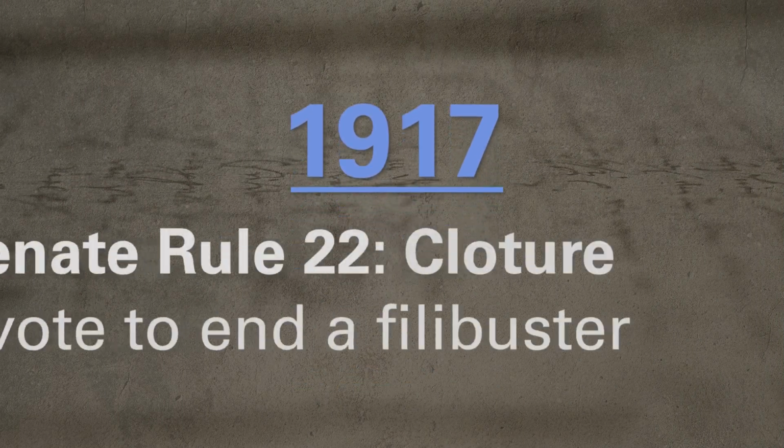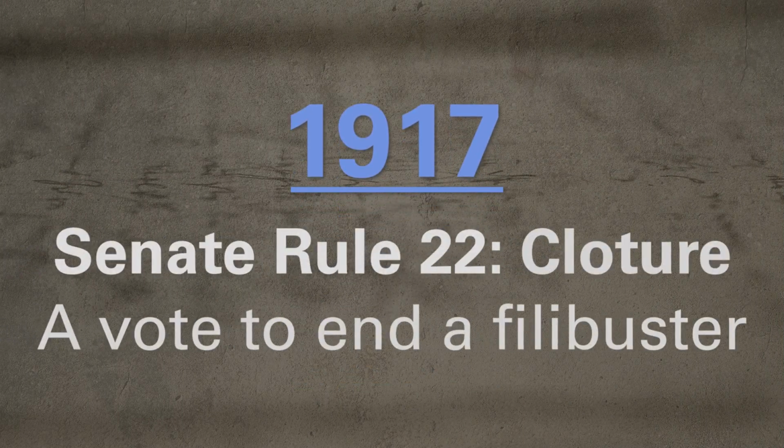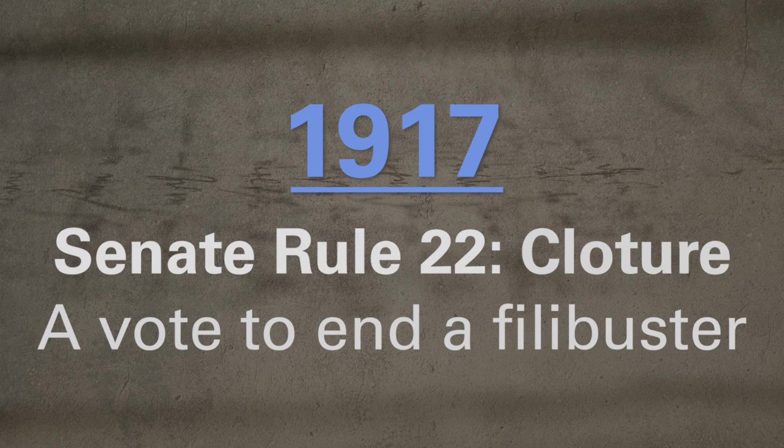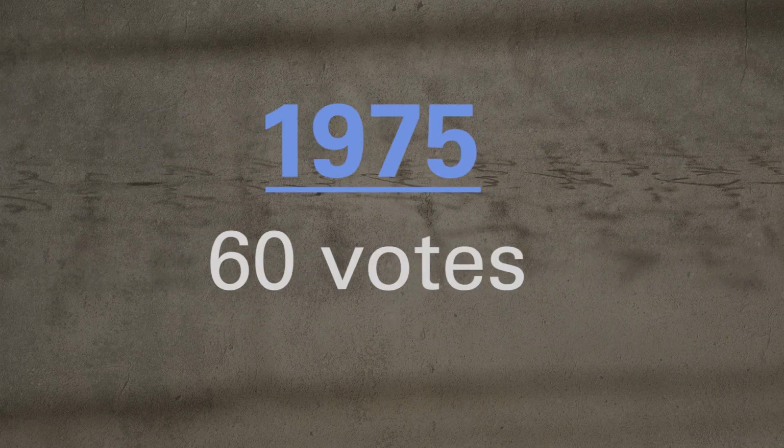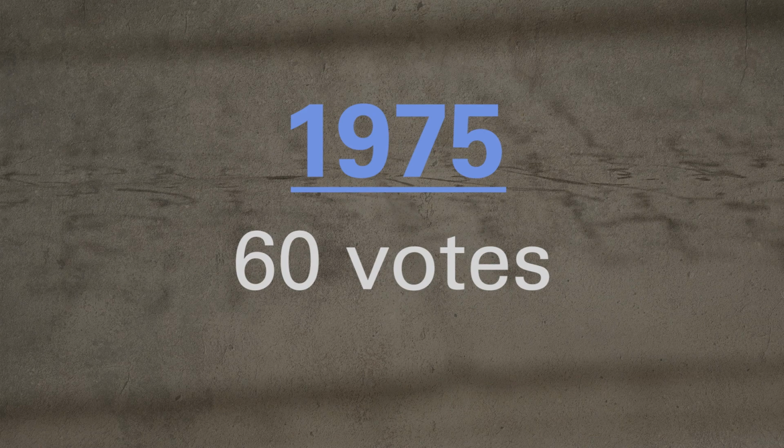In recent years, nobody actually needs to take the floor anymore because of procedural changes that were made in the Senate that allow senators to filibuster without even showing up. So in 1917, they actually adopted the cloture rule that allowed them to bring to an end a filibuster. At that time, it was two-thirds of the Senate. And that pertained until 1975, when they lowered it to 60 votes.